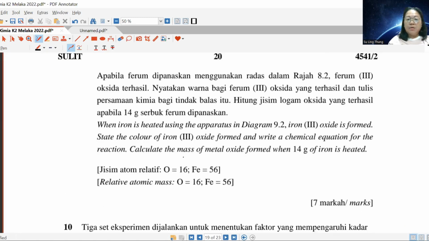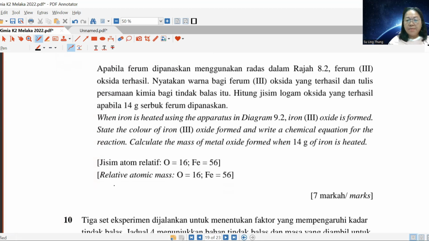Okay, now when iron is heated using the apparatus in diagram 9.2, iron 3 oxide is formed. State the color of iron 3 oxide formed and write a chemical equation for the reaction. Calculate the mass of metal oxide formed when 14 grams of iron is heated. Okay, so how is this question done?